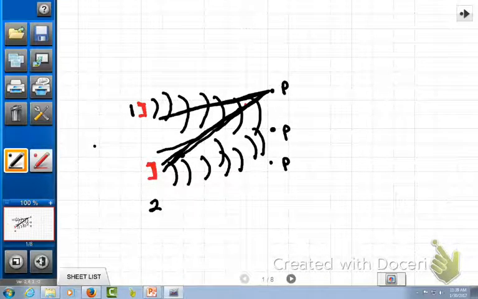If the path difference is 0, then the crest arrives with the crest and the trough arrives with the trough, or the compression arrives with the compression and the rarefaction with the rarefaction. And I get constructive interference, and so I hear a sound that's twice as loud as it would be from just one speaker.